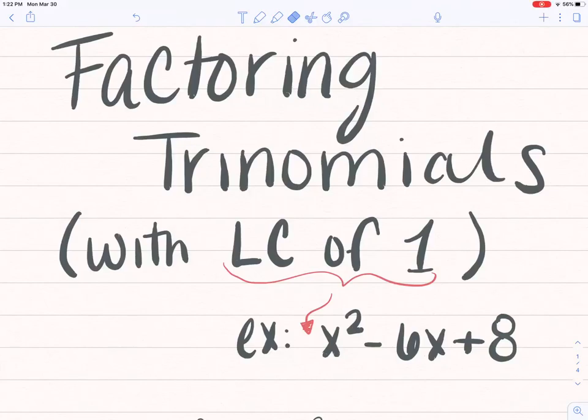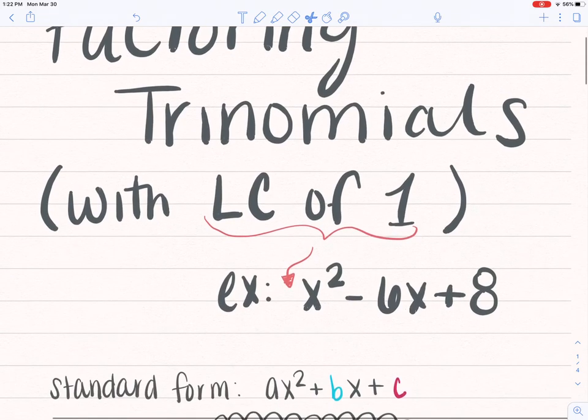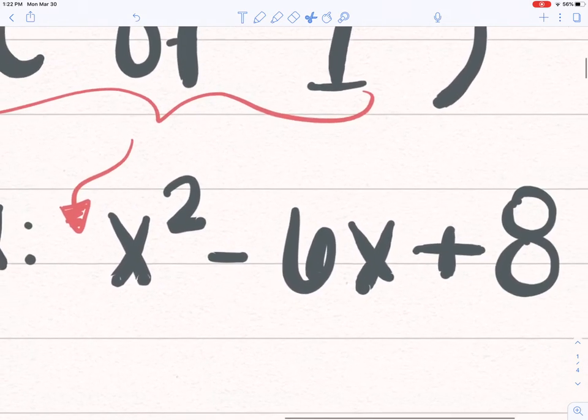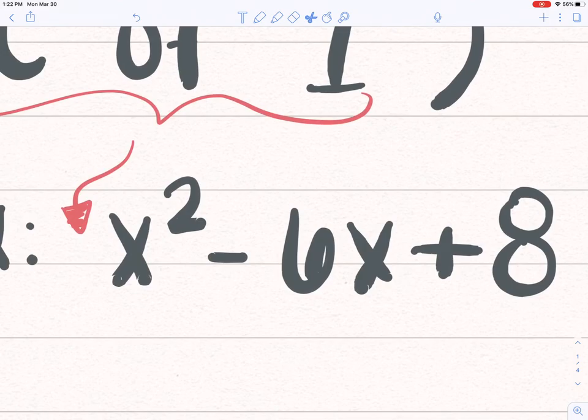Hey guys, so in this video we're going to be factoring trinomials with a leading coefficient of 1, or a equal to 1. What that means is that all of the problems you're going to be asked to factor in this section are going to look like this: x squared minus 6x plus 8, meaning you're not going to have any number in front of the x squared. That will be coming in the next video.